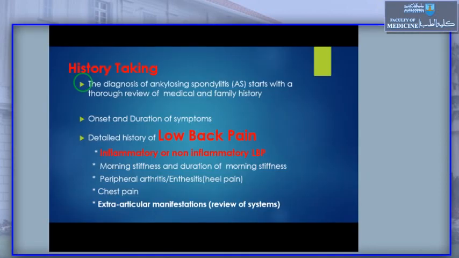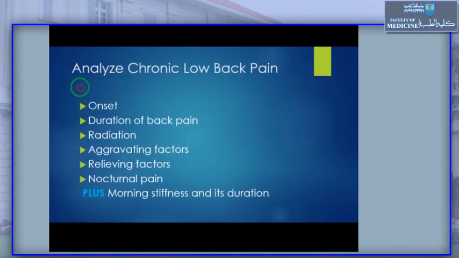Thank you, Farouk. Okay, so just to review what we did with our patient, the most important thing, if we are confronted with a patient of low back pain, is to take the history. Is it inflammatory or not? Is it associated with morning stiffness? The duration of morning stiffness? The peripheral arthritis should be asked about, the chest pain, the heel pain, and the extra-articular manifestations. So these are the points that we analyze when we have a patient with chronic low back pain. Onset, duration, radiation, aggravating, relieving factors, nocturnal pain, and also the morning stiffness.